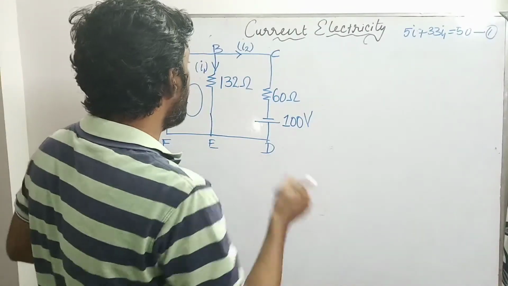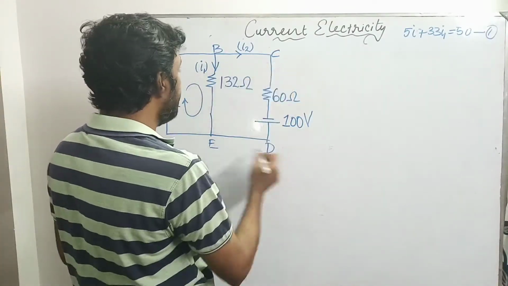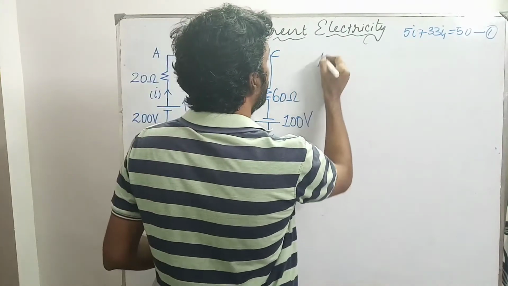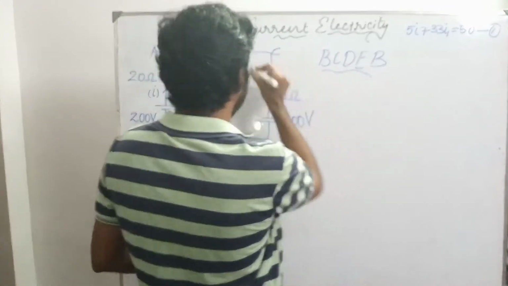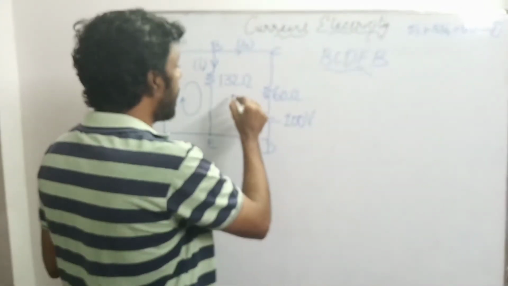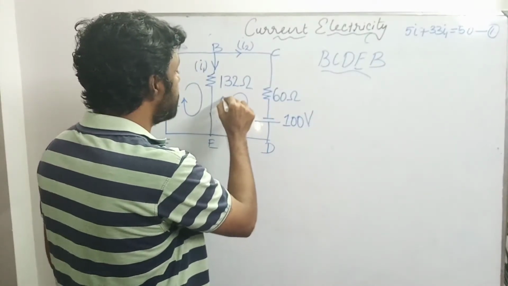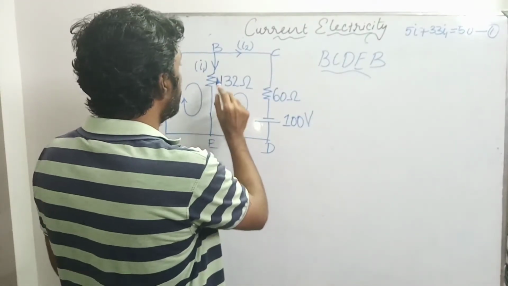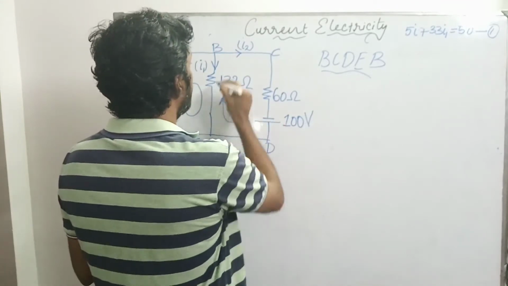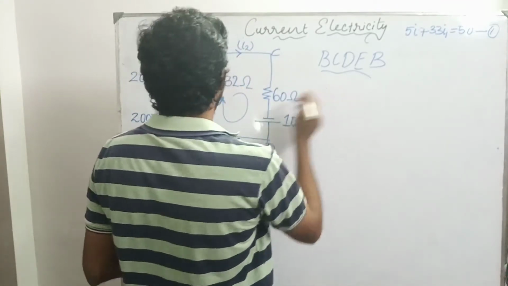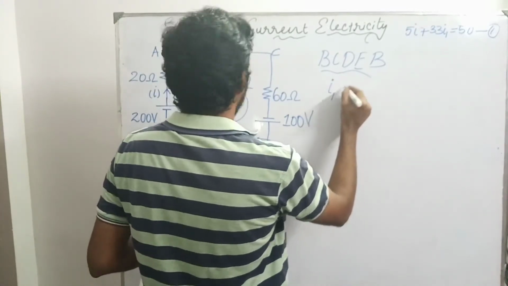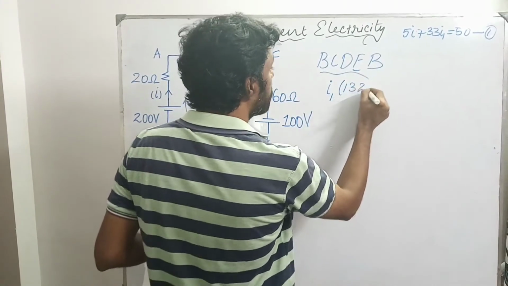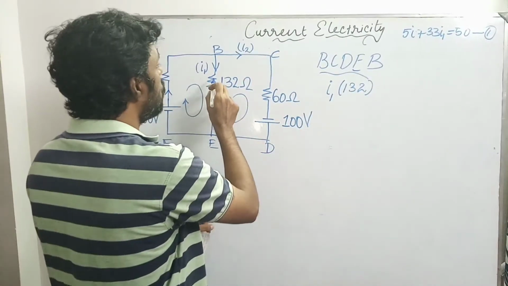Now I'm going to take the loop BCDEB. BCDEB is the loop that needs to be taken into consideration. Again, I am traveling in the clockwise direction. While traveling clockwise, I encounter a current in the opposite direction, so I automatically assign a positive sign: I1 into 132.